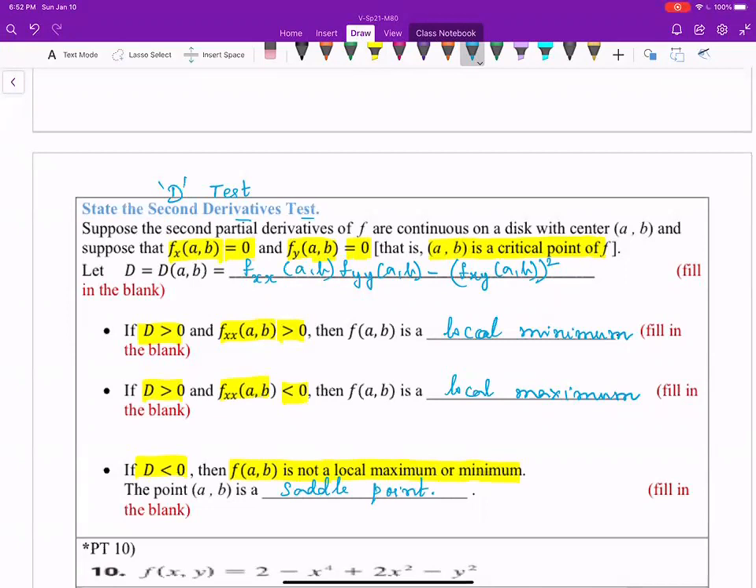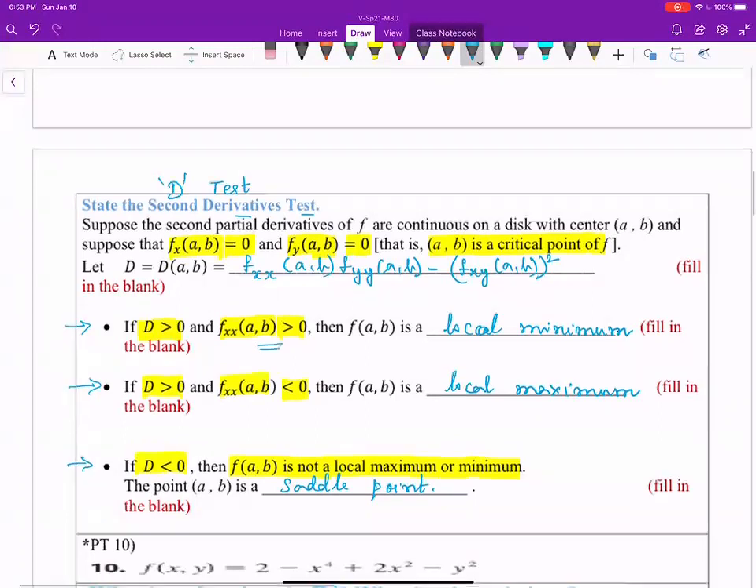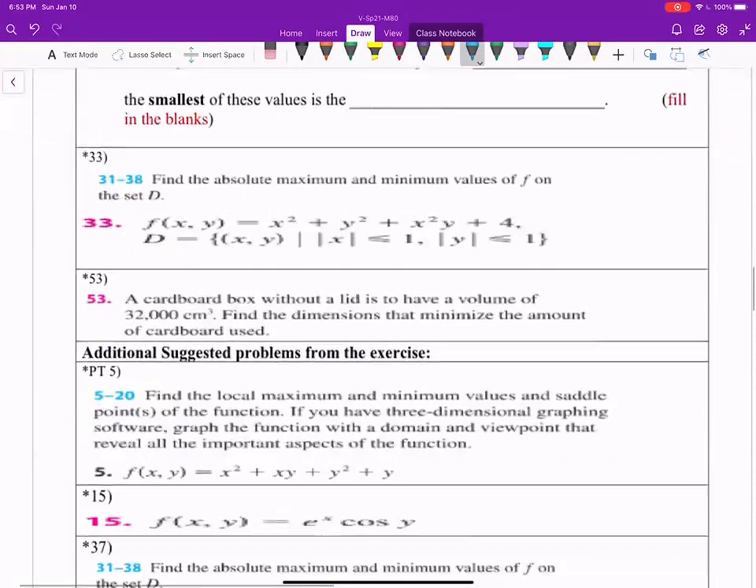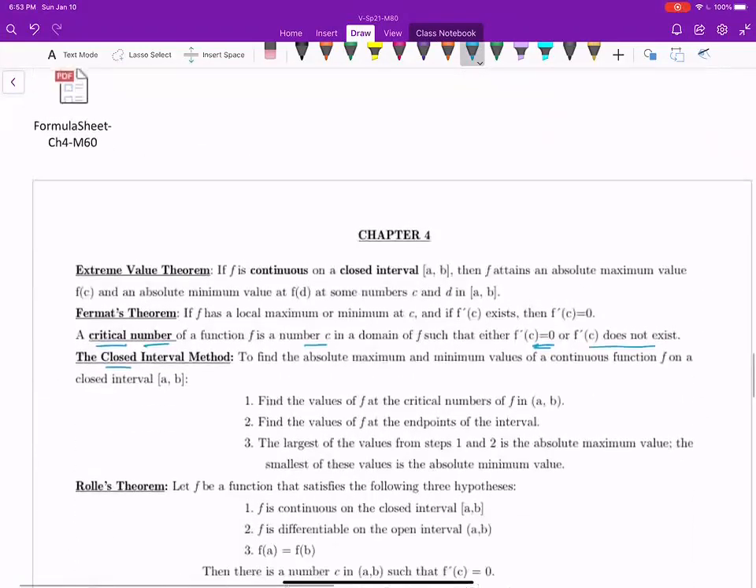So you notice here, for D greater than 0, you have two conditions, but for D less than 0, there is only one. D greater than 0 along with the second partial derivative with respect to x positive means f(a, b) is a local minimum. If you compare this with the result from Calculus 1, Chapter 4, it is the second derivative being positive, so it is a kind of concave up condition. So this is from Calculus 1.